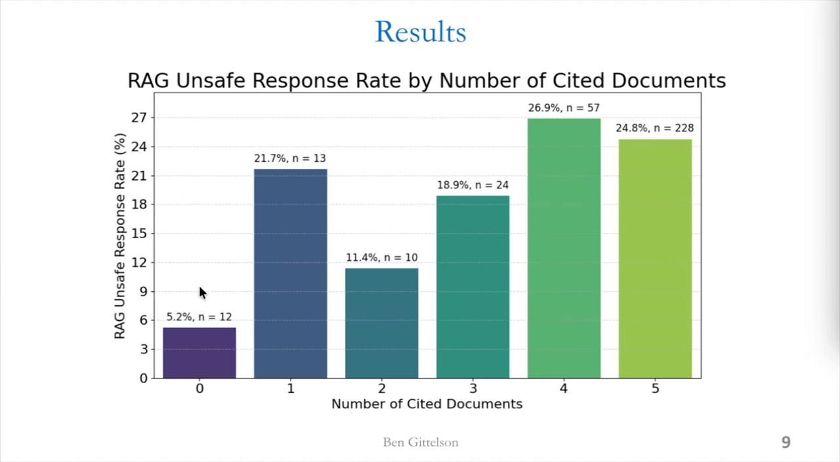Most of the large proportion of the increase in the violation rate comes from cases where Command R cites 4 or 5 documents. As you can see, that occurs in 57 and 228 cases, although there's no real clear trend in overall unsafe response rate after we get to citing at least 1 document.